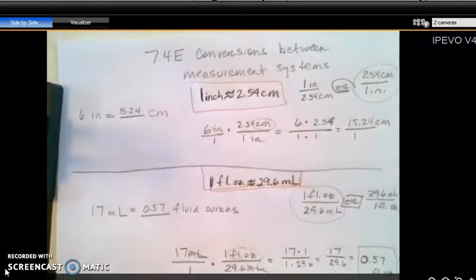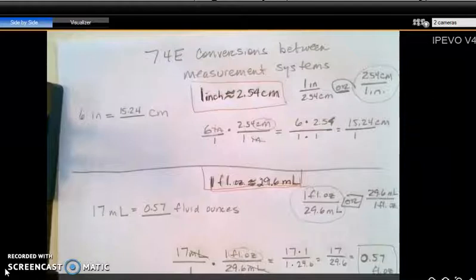Okay, now that is that. That's all that you need to know for converting between measurement systems. That's 7.4e.